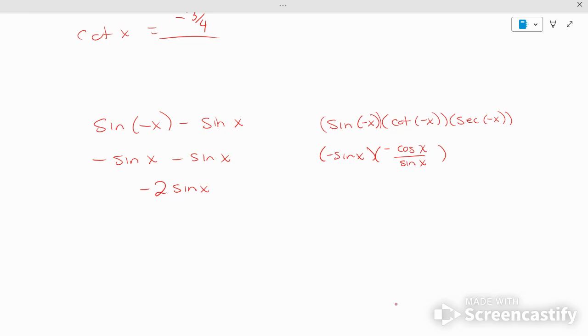What is the secant of negative x? Secant of x, which is 1 over cosine of x. Now what do we do? Cancel your sines, cancel your cosines. Negative 1 times negative 1 is 1. In front of sine, there's two negatives.